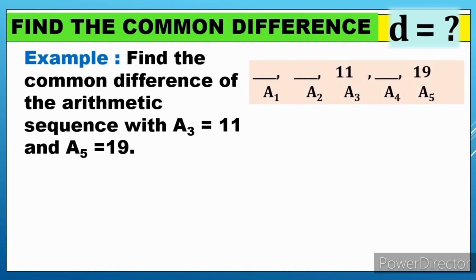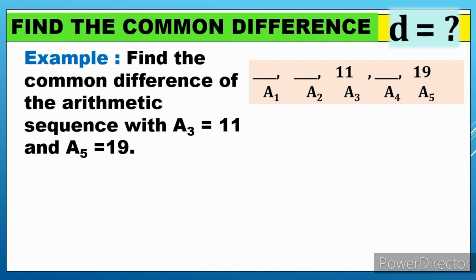Now, we're going to have the sequence, where a sub 1 is unknown, a sub 2 is also unknown, then 11 is a sub 3, and another unknown is a sub 4, and then a sub 5 is 19, which is the last term. Okay, so how are we going to find the difference now? What are we going to do?